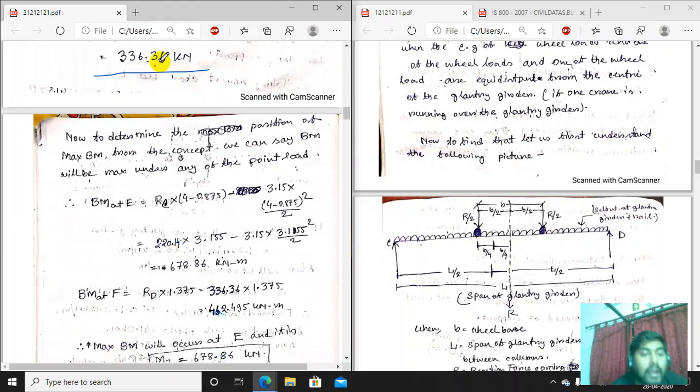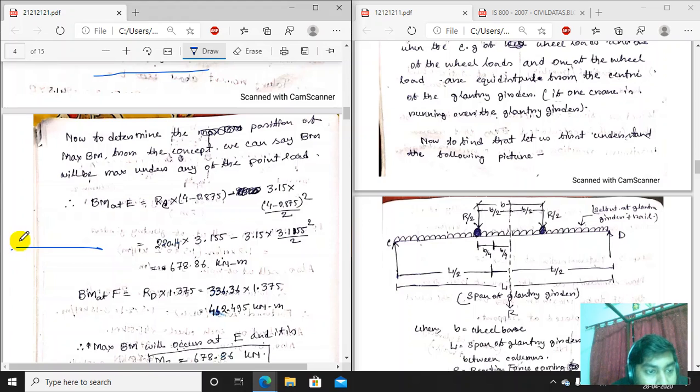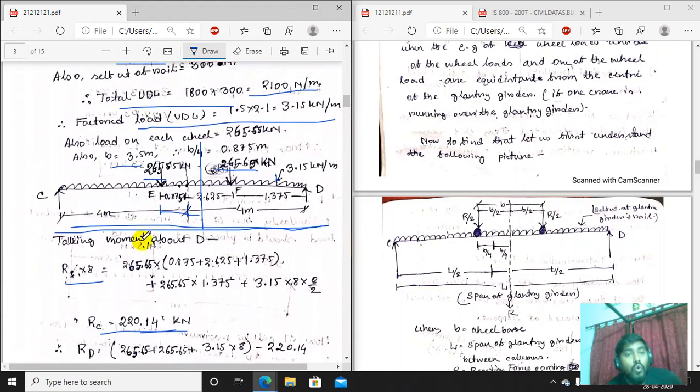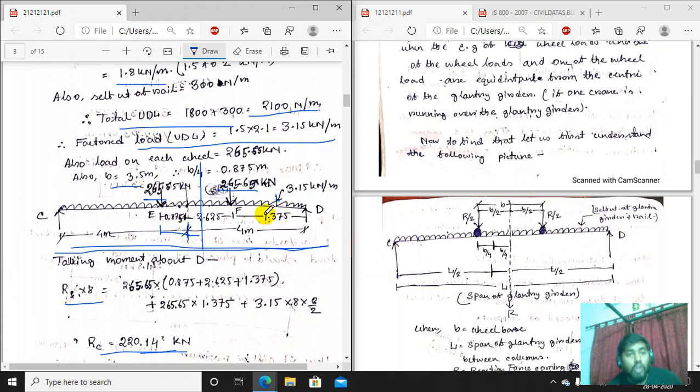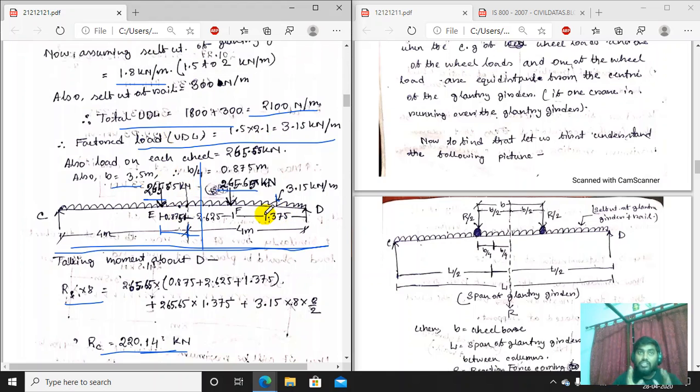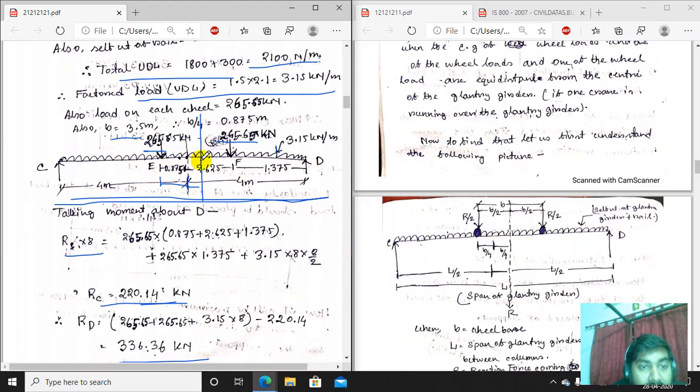In a bending moment diagram concept, if it is a UDL and a point load here, then generally the maximum bending moment occurs at the center point of the concentrated load. Here there are two concentrated forces, so the maximum bending moment will occur just under any of these two wheel loads. Let us find out the bending moment at position E and F.